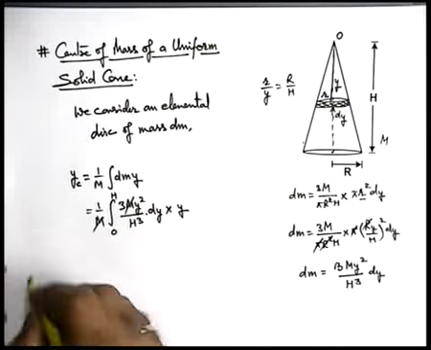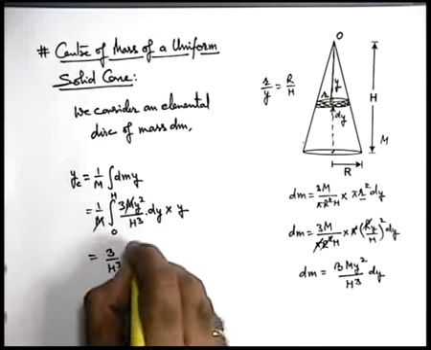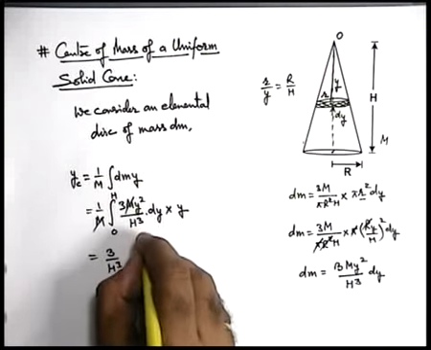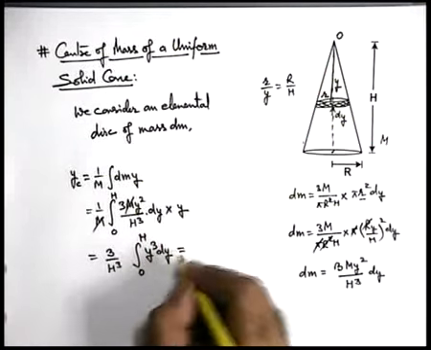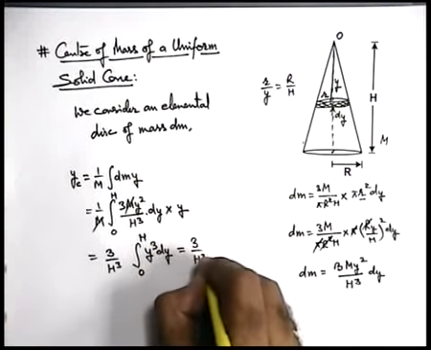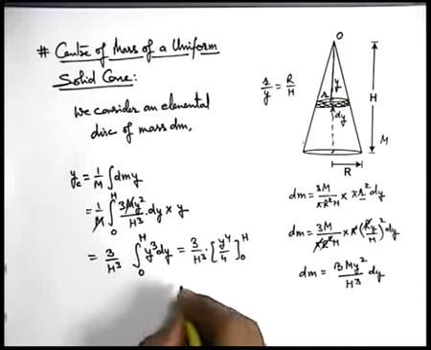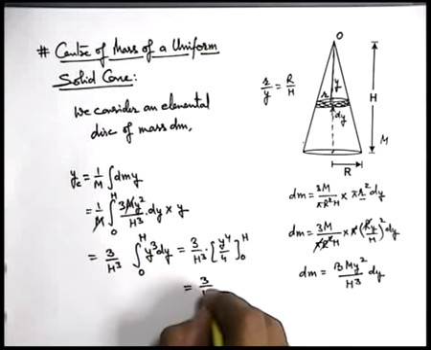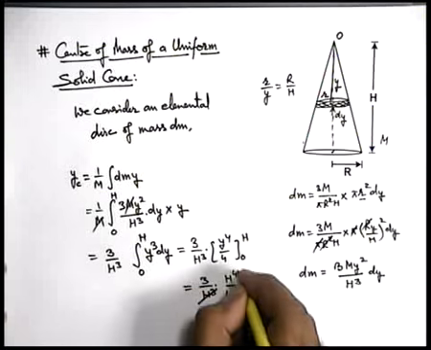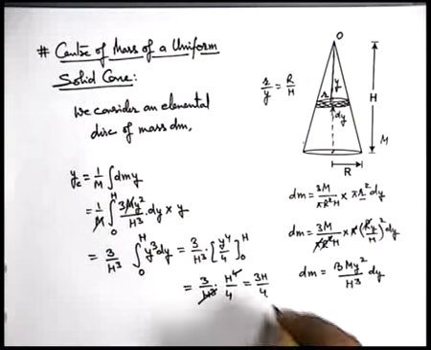In this situation, this m gets cancelled out. You can take this 3 by h cube out of the integration sign, and inside it will be y cube dy from 0 to h. We know well that the integration of y cube is y to the power 4 by 4. So it is 3 by h cube into y to the power 4 by 4, with limits from 0 to h. This will be 3 upon h cube into, when we substitute the limits, h to the power 4 by 4. This h cube gets cancelled out. The result will be 3h by 4.